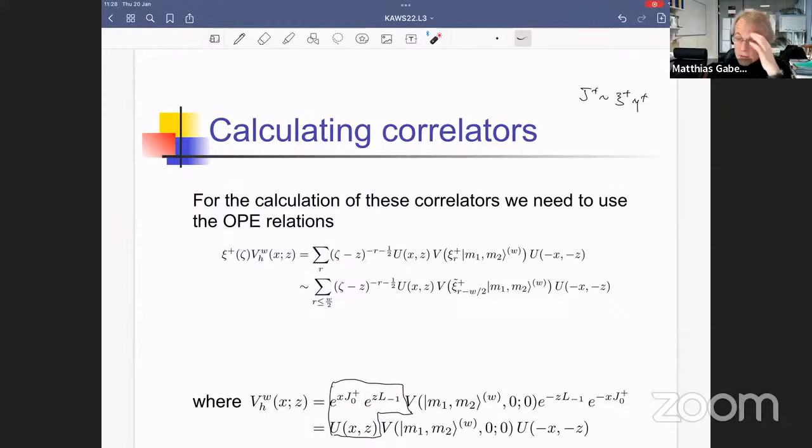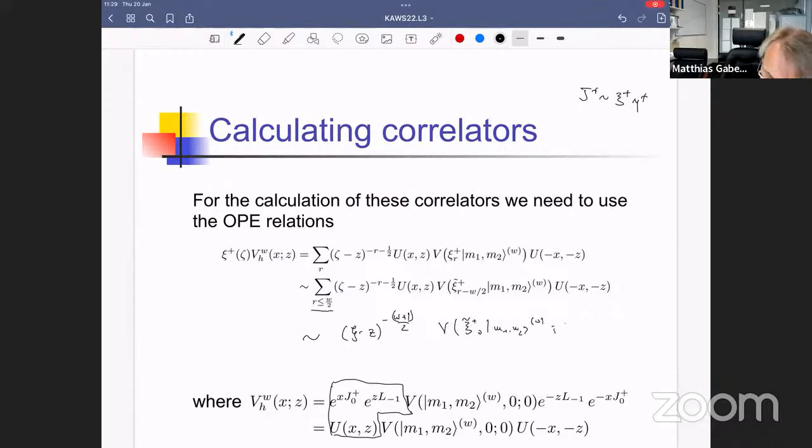And then we use the fact that spectral flow means that in the spectrally flowed sector, it's defined to act in this shifted manner. And therefore r has to be less or equal than w over 2, because this must be a zero mode or a negative mode. So the important statement from here is that because this sum starts at w over 2, this will go as zeta minus z to the minus w plus 1 over 2. And the leading term will be this term, xi plus 0, m1, m2, w evaluated at x and z. And then there will be higher order terms.